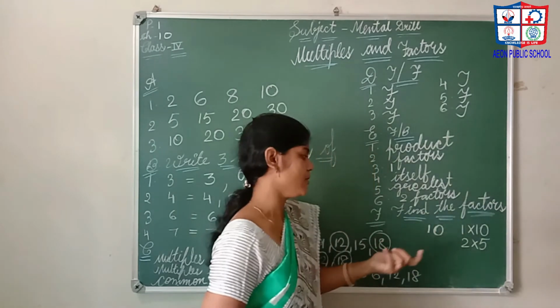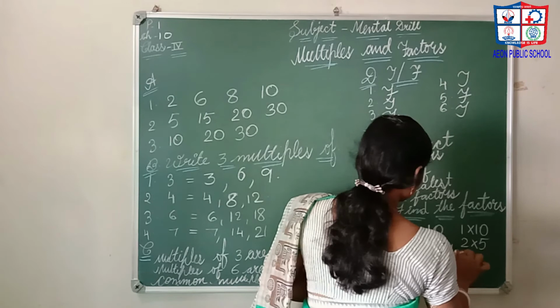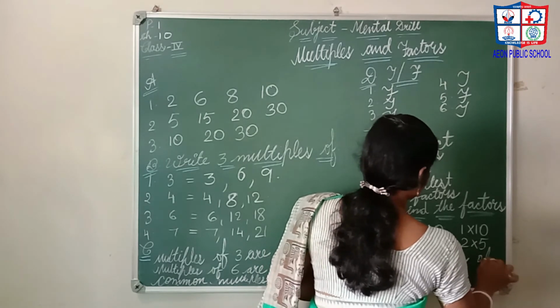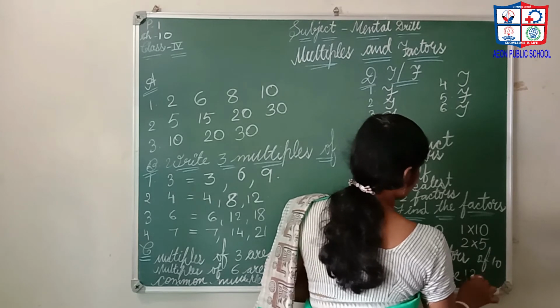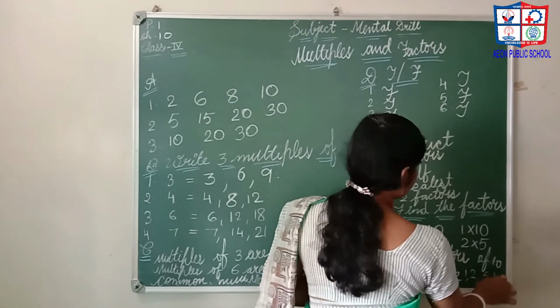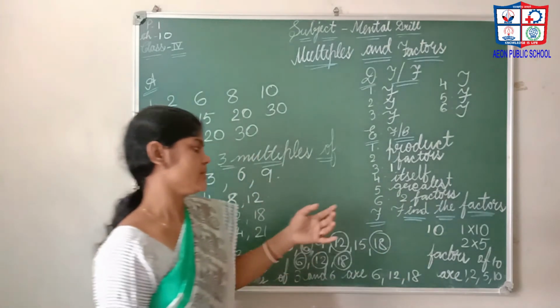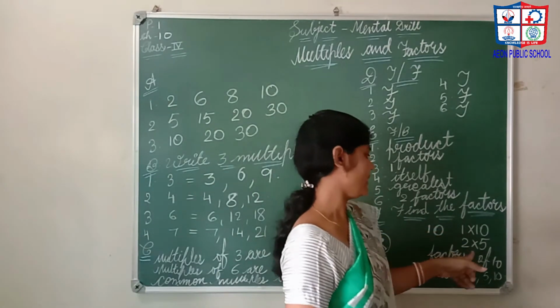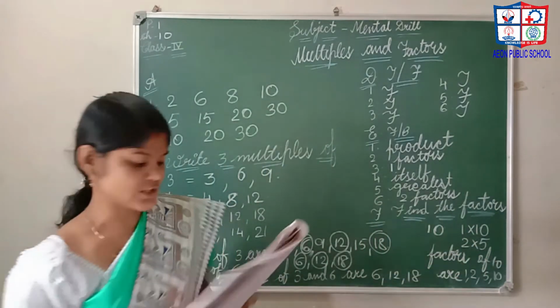So by this how many factors are we getting? What are the factors of 10? 1 table, 2 table, 5 table and 10 table. Only these 4. The number itself and 1 and the 2 and 5 are the factors. Same like that, next question I will take.